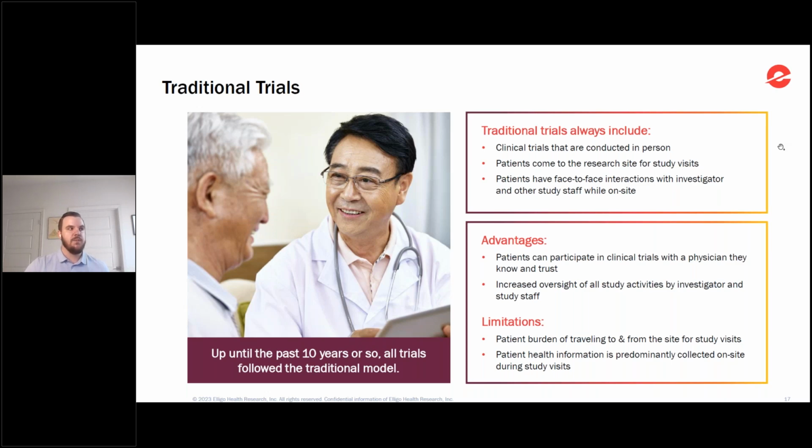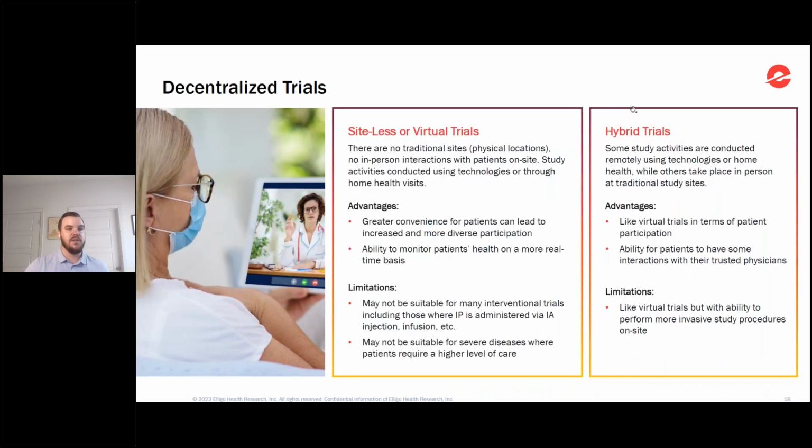So juxtaposing to the traditional trials, I did want to cover DCTs broadly, but also speak about siteless and virtual, and then the actual hybrid trials in a little bit more detail. So for a siteless trial, again, there are no traditional sites, physical locations, as the name would imply, meaning that there is no in-person interaction between the patients and what would traditionally be site staff. The study visits and study activities are conducted using technologies or through a home health visit.